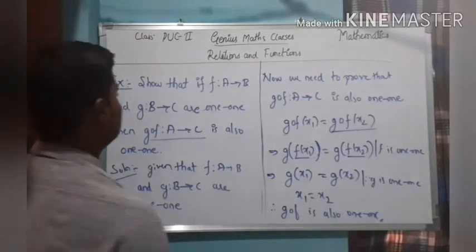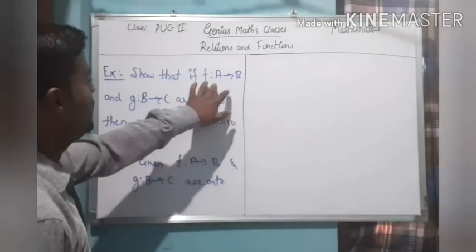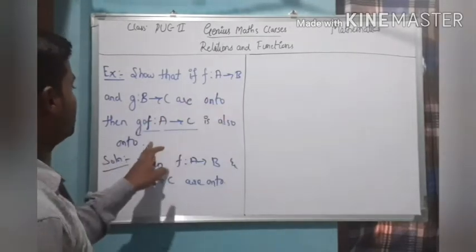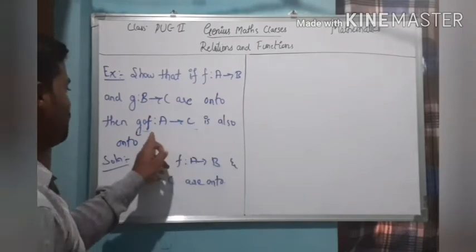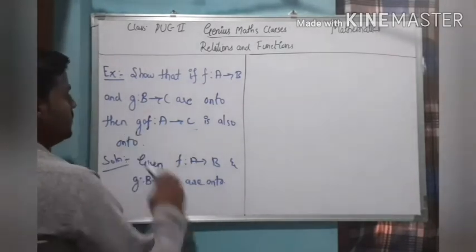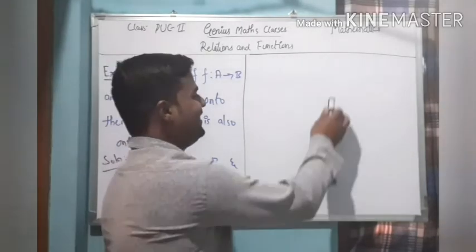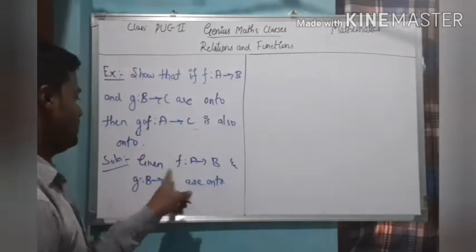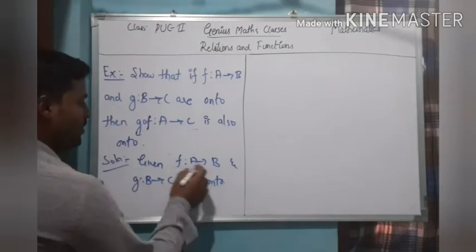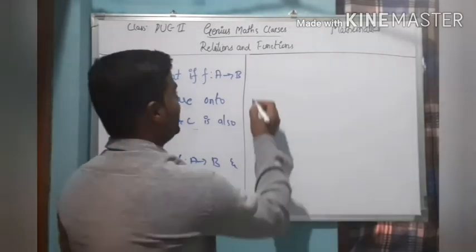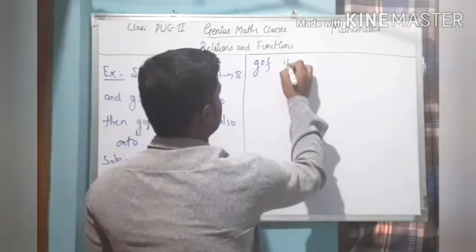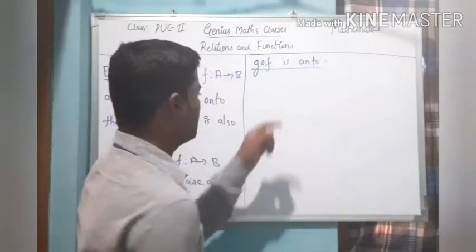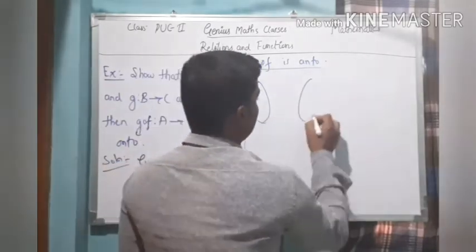Next, a similar example. Similarly, we prove that if f is onto and g is also onto, then the composition g naught of f is also onto. We need to prove this. An onto function means every image must have a pre-image in its domain. So given that f and g are onto, we need to prove that g naught of f is onto. Here, just consider some diagrams.